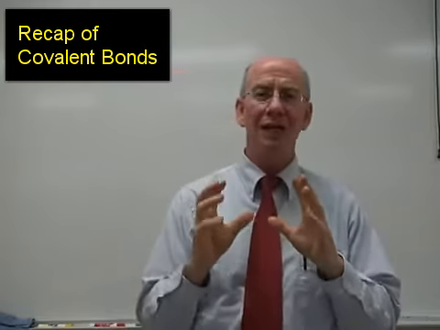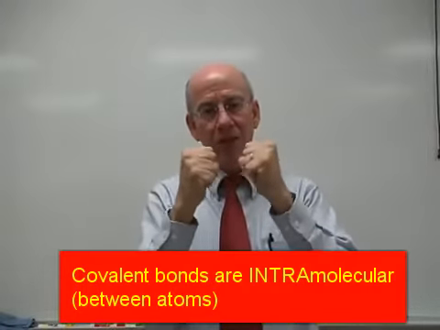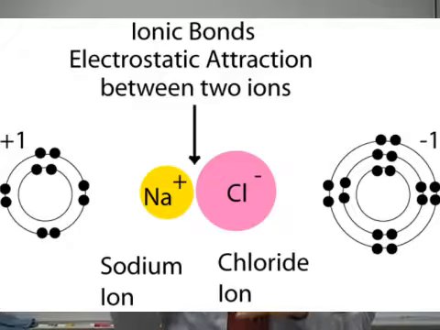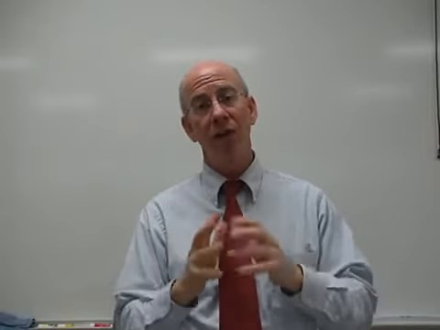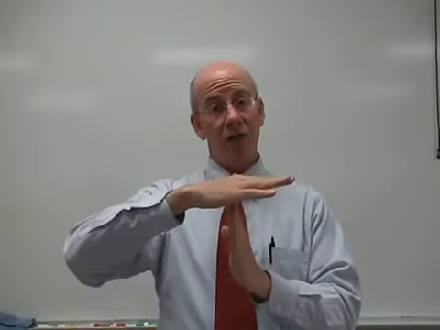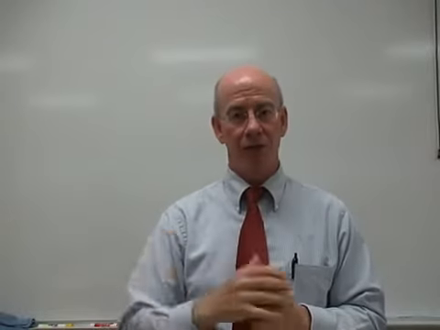There are two types of intramolecular bonds. Bonds between atoms that hold them together. We've already discussed the ionic compounds, so there are ionic bonds. And now we've been talking about covalent molecules using covalent bonds. Ionic compounds transfer electrons, and covalent molecules share the valence electrons.